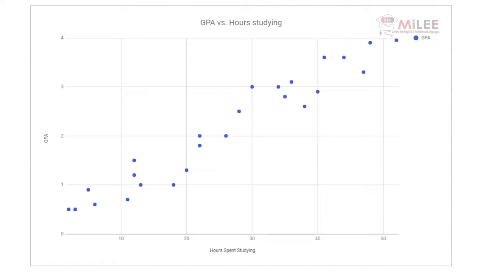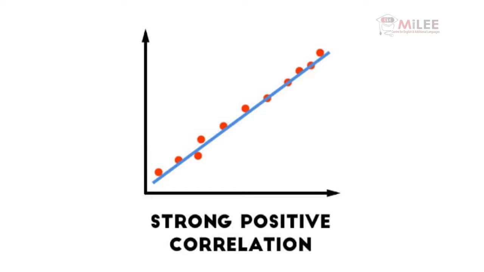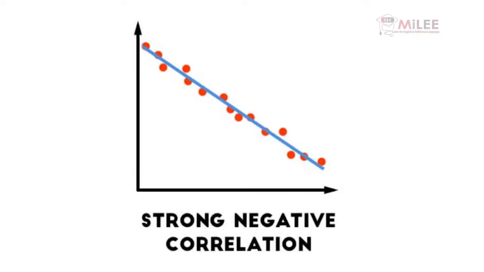Now, there are many different types of correlations. There are positive correlations, negative correlations, and some correlations are stronger than others. So what does that look like? In a positive correlation, as the variable on the x-axis increases, so does the variable on the y-axis. They both increase, resulting in a line that looks like this. In a negative correlation, as the variable on the x-axis increases, the variable on the y-axis decreases, resulting in a line that looks like this.